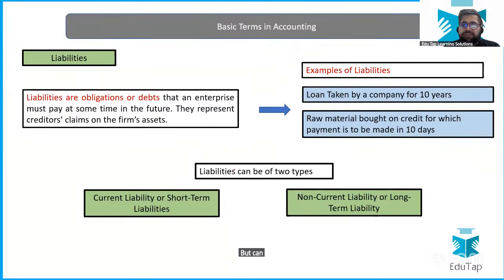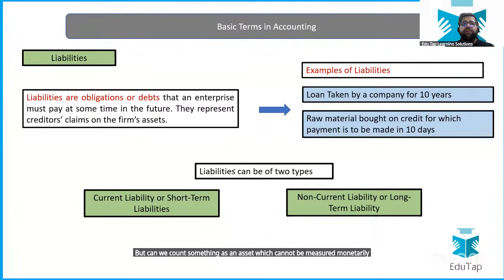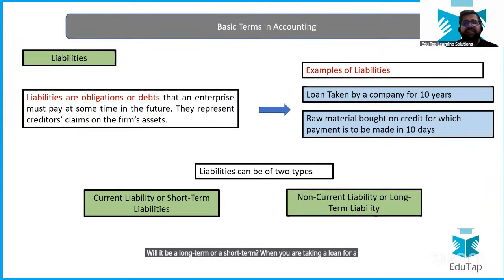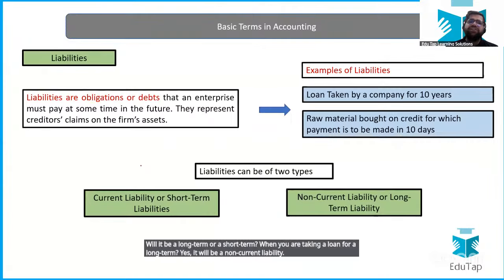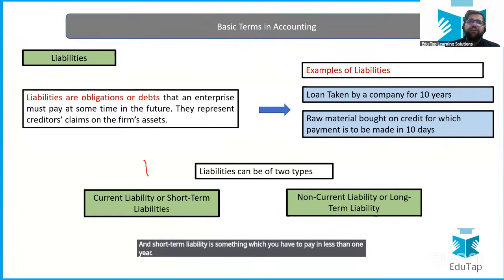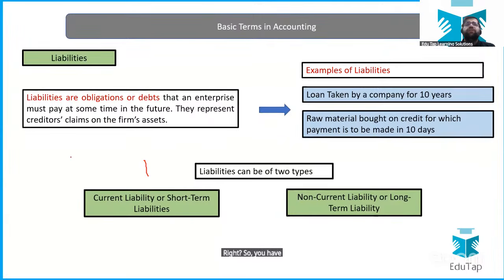But can we count something as an asset which cannot be measured monetarily? No, no. Goodwill, you are saying, is something we are measuring in monetary terms, right? Tell me, when it comes to liabilities, will it be long term or short term? When you are taking a loan for a long term, yes, it will be a non-current liability. And short-term liability is something which you have to pay in less than 1 year, right? So you have one particular word which I will tell you right now: outstanding.